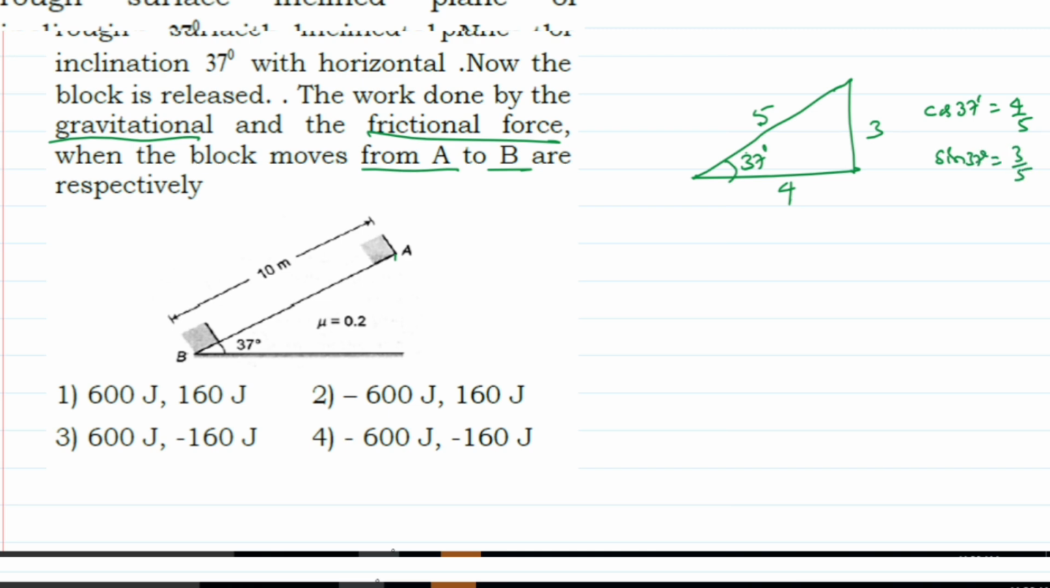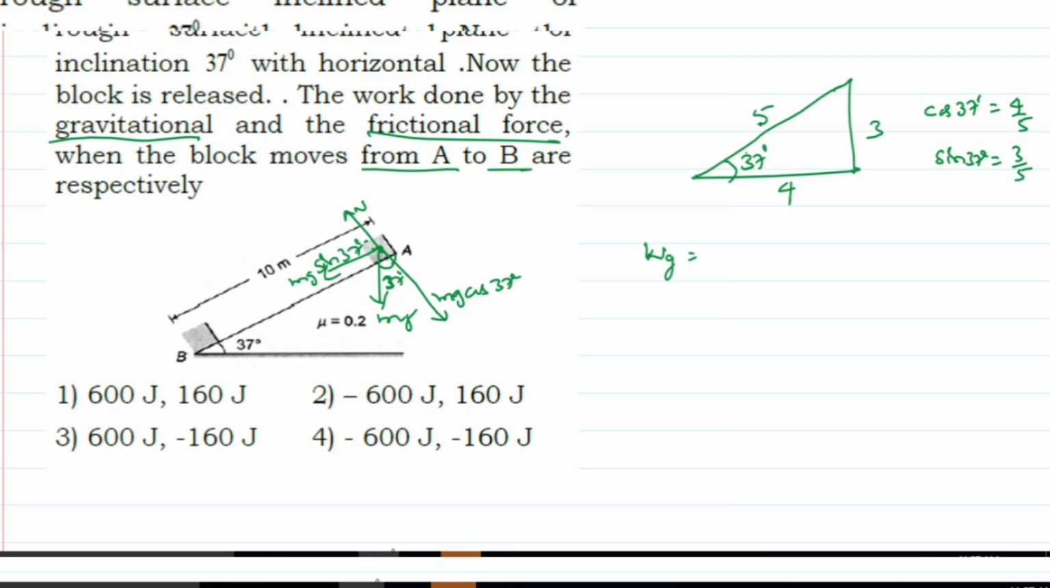Now let us talk about the work done by the gravitational force. At this position, when the block is moving, its weight acts downwards. The normal reaction acts perpendicular to the surface of contact, and it is also at 37 degrees. Now we resolve the weight: this component is mg cos 37 degrees, and this side is mg sin 37 degrees.